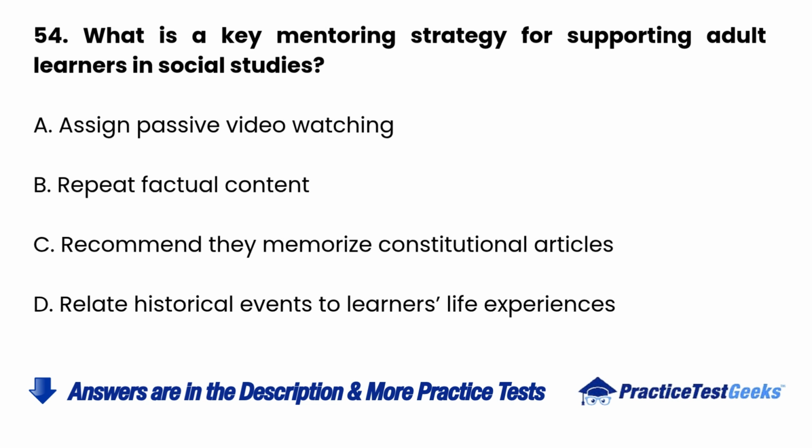54. What is a key mentoring strategy for supporting adult learners in social studies? A. Assign passive video watching. B. Repeat factual content. C. Recommend they memorize constitutional articles. D. Relate historical events to learners' life experiences.